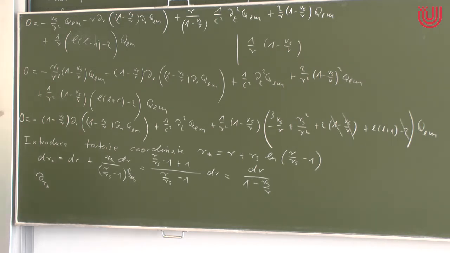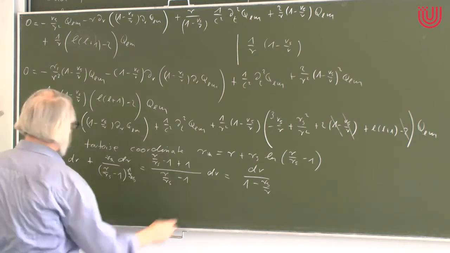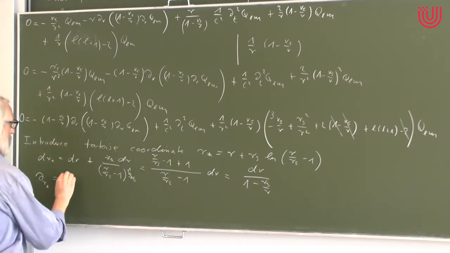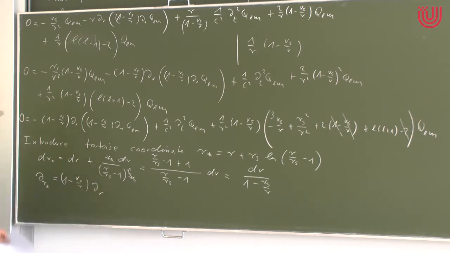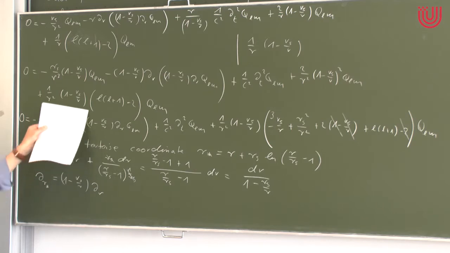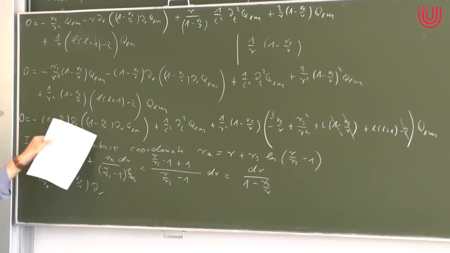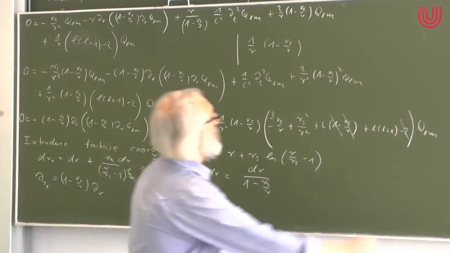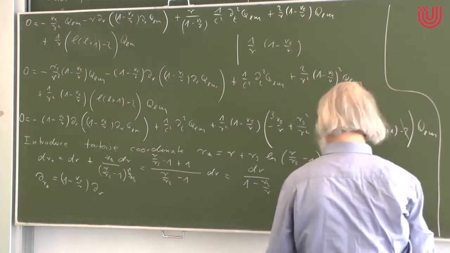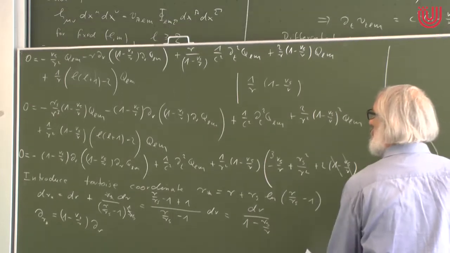t remains t. So the partial derivative with respect to r star is related to a partial derivative with respect to r. I just have to take the inverse of this. So this is 1 minus rs over r times the derivative with respect to r, and that's exactly the expression which we have here. So this is the derivative with respect to the tortoise coordinate. That's how it was introduced. And then we get what is called the time-dependent Regge-Wheeler equation.